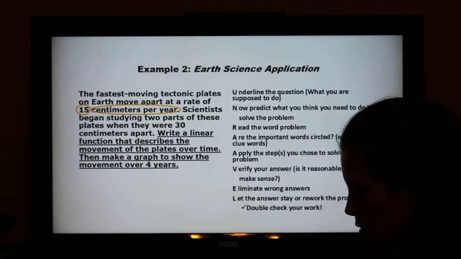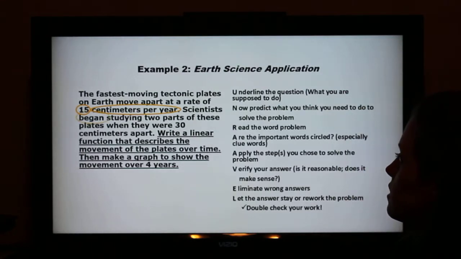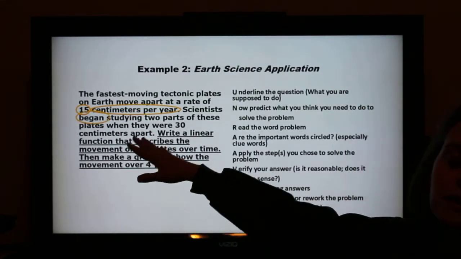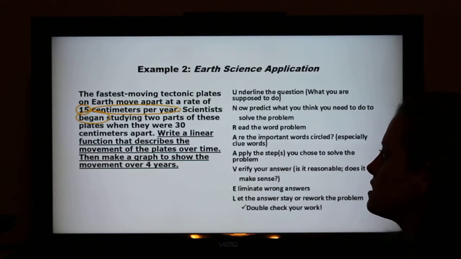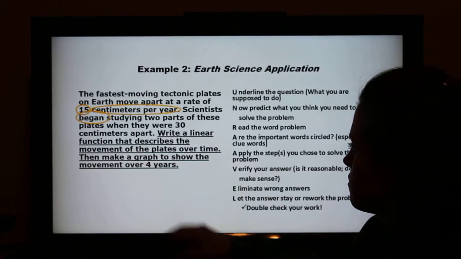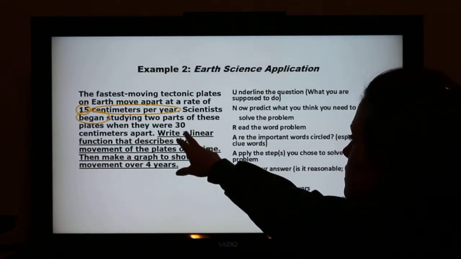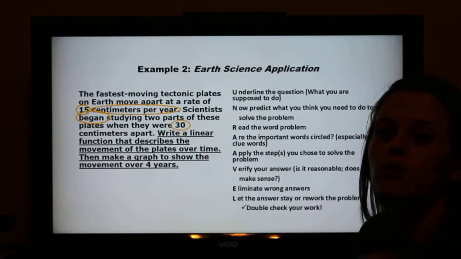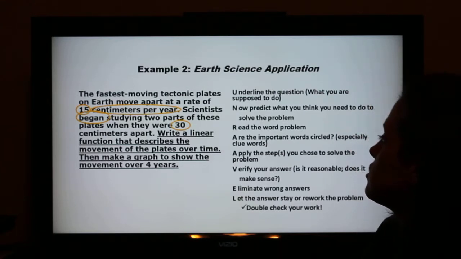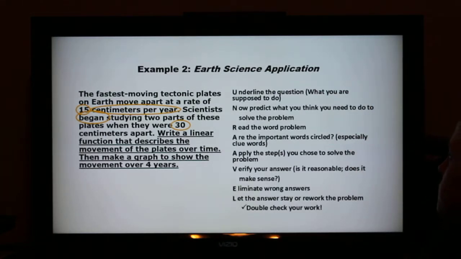The next important word I see is began. Began tells me that they started somewhere, not that they started at 0, but that they started somewhere. And where they began is actually at 30. They began studying when these were 30 centimeters apart. So that tells me where they started off here.